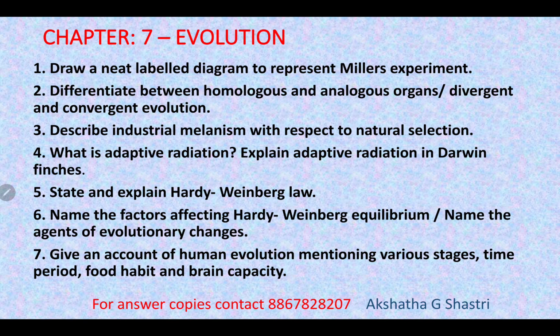Let's go for the 7th chapter, evolution. In this, draw a neat labelled diagram to represent Miller's experiment. Differentiate between homologous and analogous organs, or else they may also ask indirectly like this: divergent and convergent evolution. Next, describe industrial melanism with respect to natural selection. Next is, what is adaptive radiation? Explain adaptive radiation in Darwin finches.